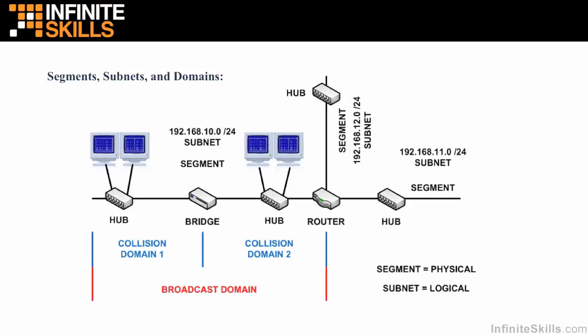If a collision was to occur from this transmission, it would be the bridge that collided with the frame on the right-hand half of the segment. So we took one segment and broke it into two half segments, called two different collision domains. Now, this tended to reduce the amount of traffic on each of the two halves of this one segment.